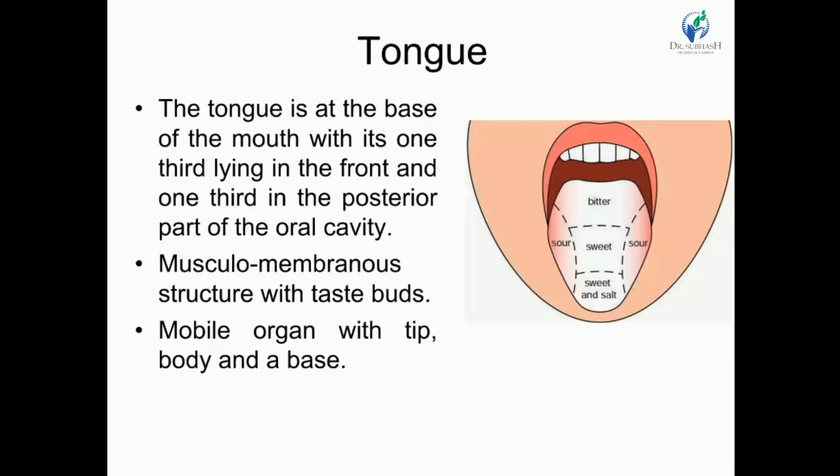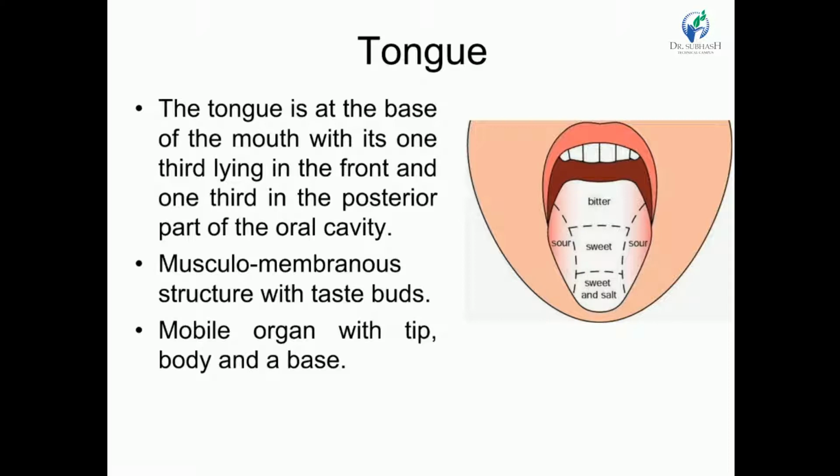It is a kind of musculo-membranous structure with the presence of taste buds. Here we can see those taste buds on the tongue. First, the tip will have buds for the sweet and the salt taste. In between there will be a sweet base, next is for bitter taste, and both the sides will have taste buds for the sour taste.